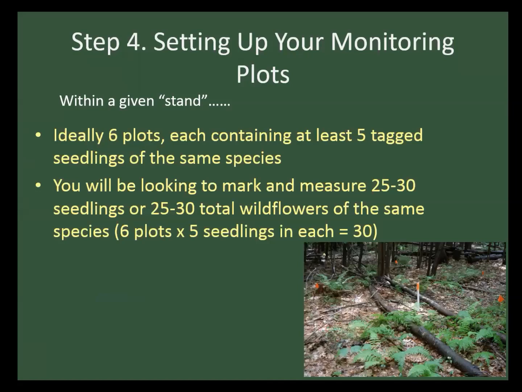and track over time. And you'd be looking to mark and measure 25 to 30 seedlings or 25 to 30 total wildflowers of the same species for each site, so for each stand. So if you had 5 seedlings for each of 6 plots, that will give you 30 to track over time.